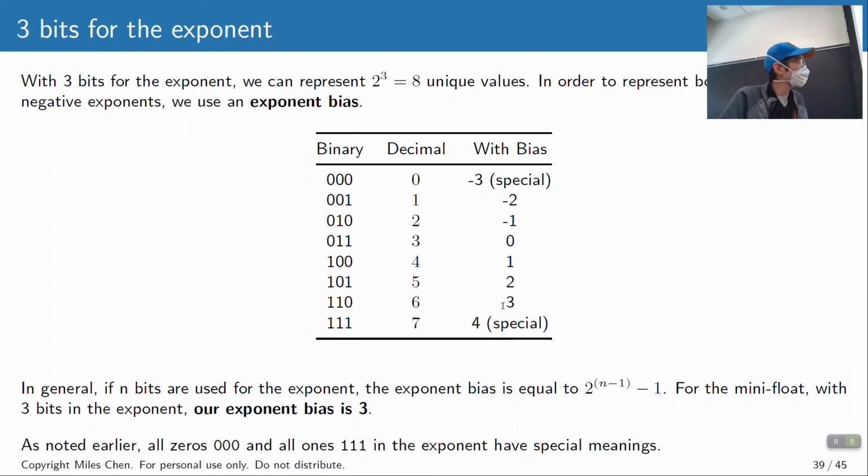So this is what we call a bias of 3, because 110 corresponds to a decimal value of 6, but we subtract our bias of 3 to say this corresponds to the exponent of 3. The smallest value we can represent that's not a special case is 001, which is a 1 in decimal. We subtract off 3, and the most negative exponent value I can represent is negative 2. So this is a bias of 3. In general, if you have n bits in the exponent, then your bias is going to be 2 to the n minus 1, minus 1.